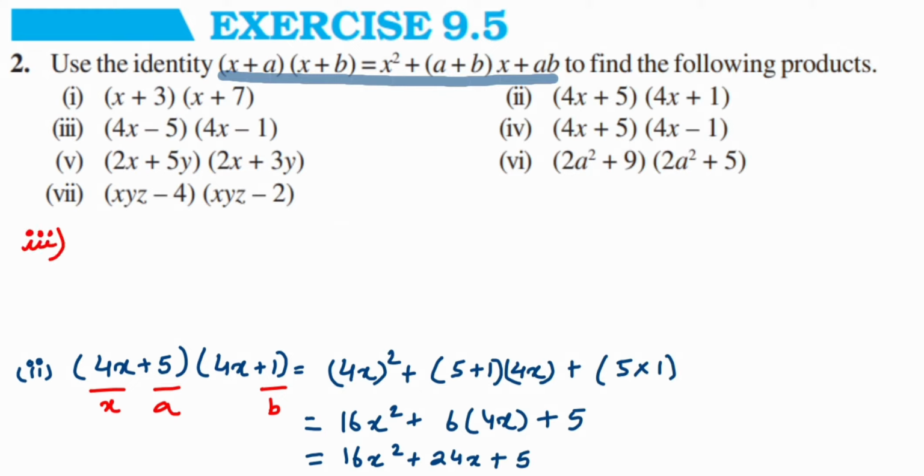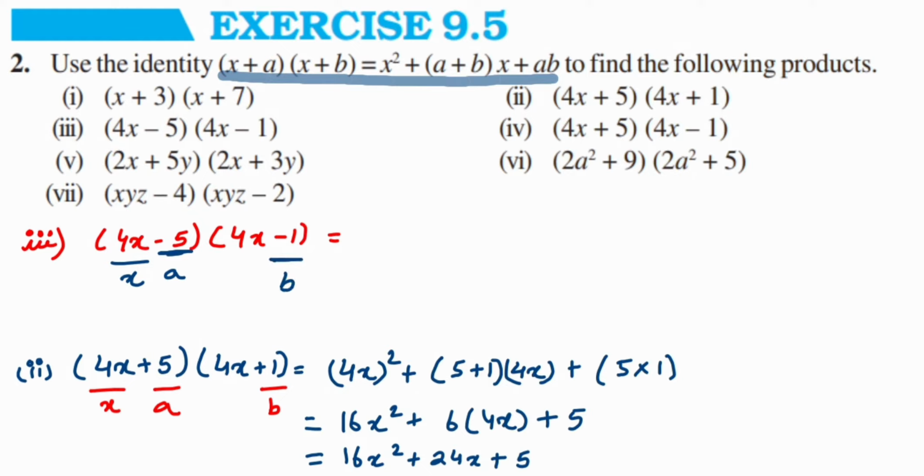So for the third problem we have (4x − 5)(4x − 1). So let us identify what is x, what is a and b. So the x value is again 4x here. In place of a we have to take minus 5. Remember, because in the identity we have plus a, but here we have a minus, so we should take the a value as minus 5, not plus 5. Similarly, the b value will also be equal to minus 1.